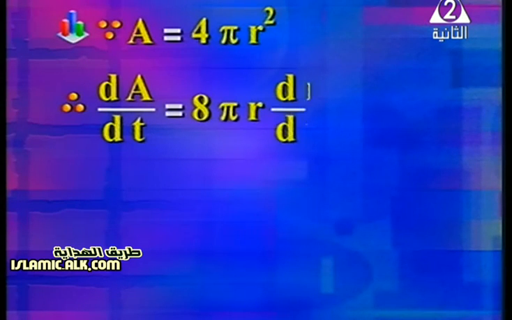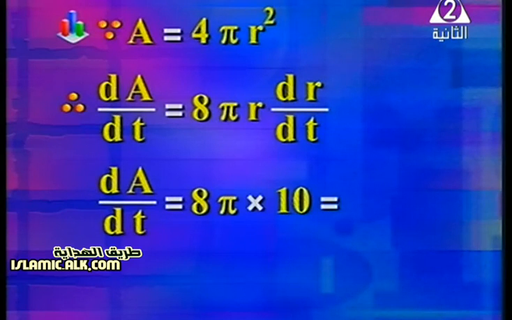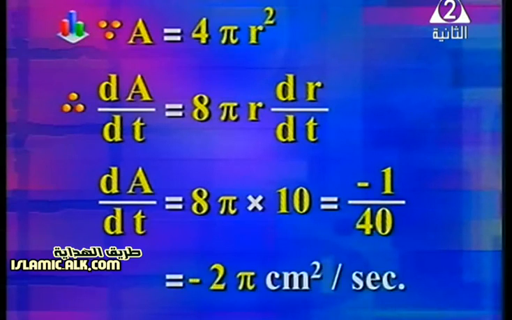Since the surface area of a sphere is 4 pi r^2, find the derivative of area with respect to time t, which equals 8 pi r dr/dt. Then dA/dt equals 8 times pi times 10 times dr/dt times -1/40, then dA/dt equals -2 pi cm^2 per second.